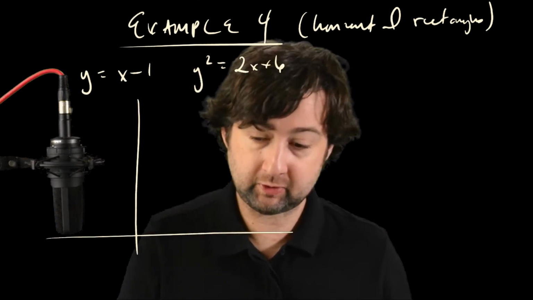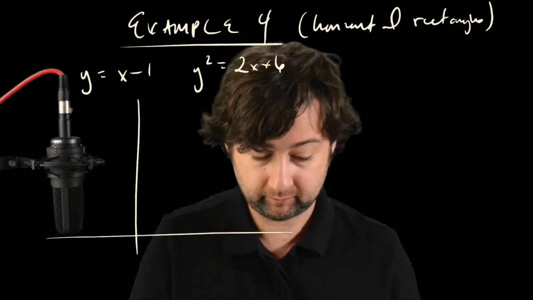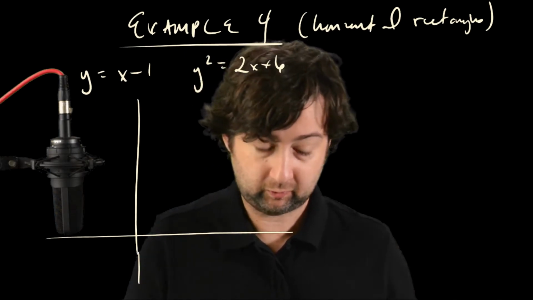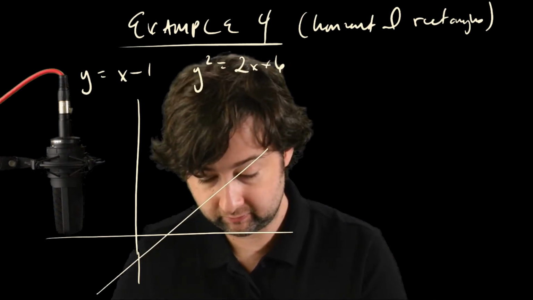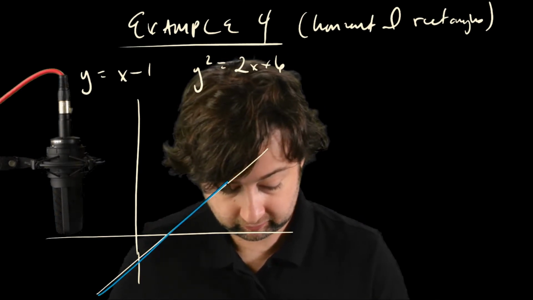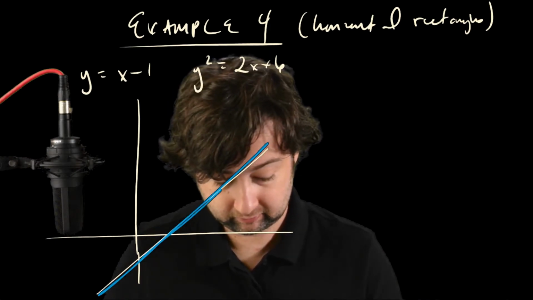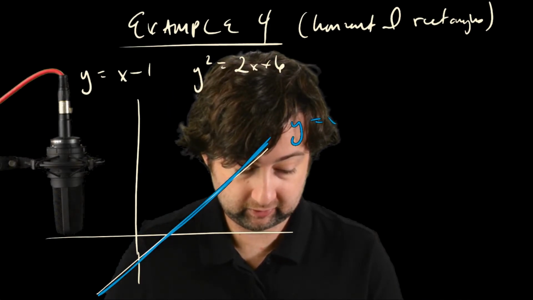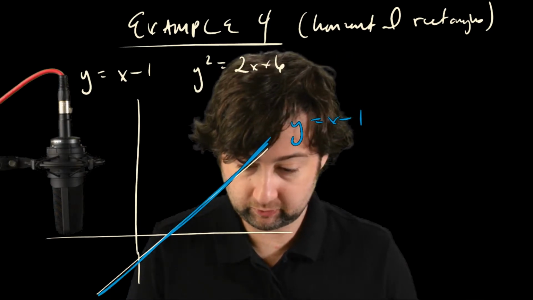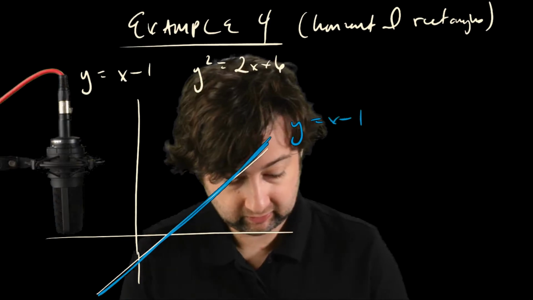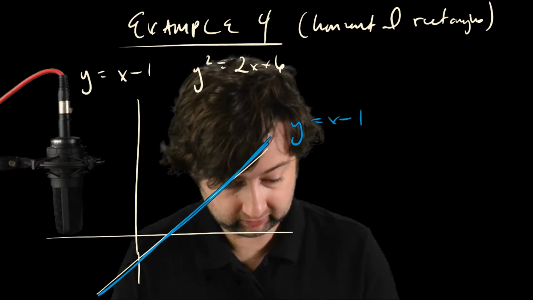So as before, I'm going to start with a plot. Okay, so the curve y equals x minus 1 is a line that looks like this. It has slope 1. It has y-intercept negative 1. So there's y is equal to x minus 1. The parabola y squared is equal to 2x plus 6 turns out to look like this.